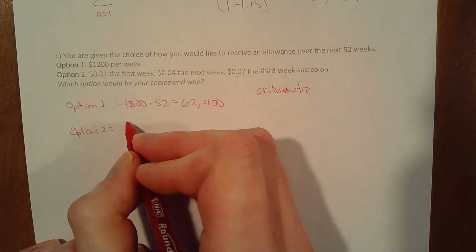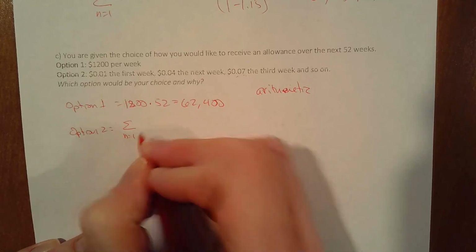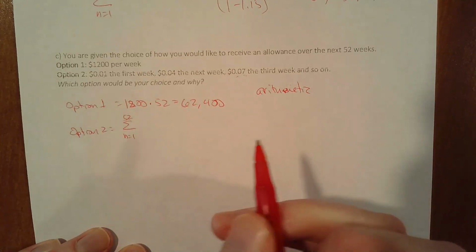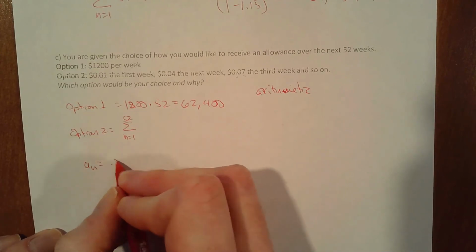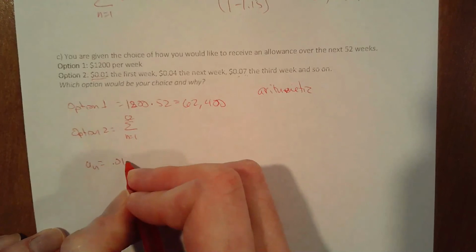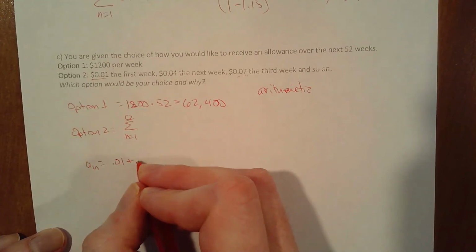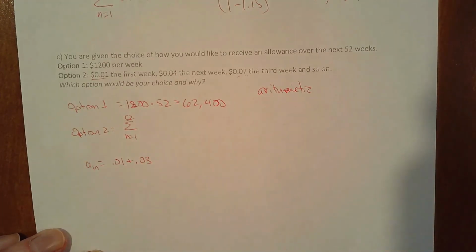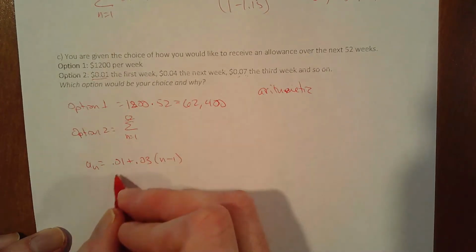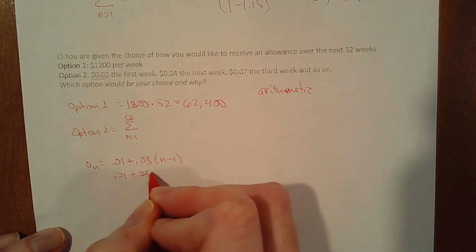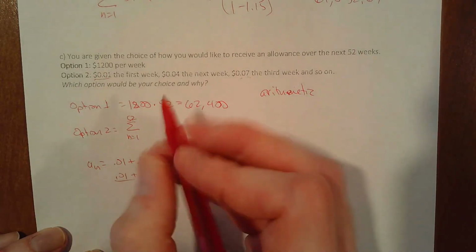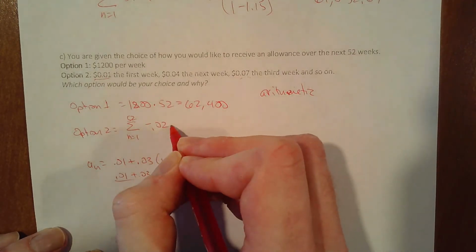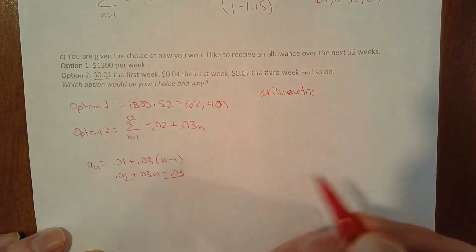So with an arithmetic sequence, let's just do summation notation first. Remember, a little bit of review here, arithmetic a sub n is your initial value, a sub 1, plus your common difference, which in this case would be 3 cents, times n minus 1. If I do some simplifying here, it'll be 0.01 plus 0.03n minus 0.03. So that would be negative 0.02 plus 0.03n.